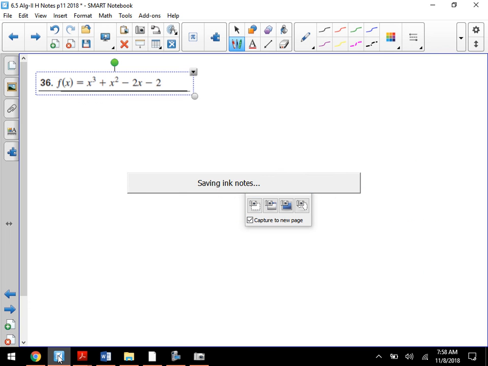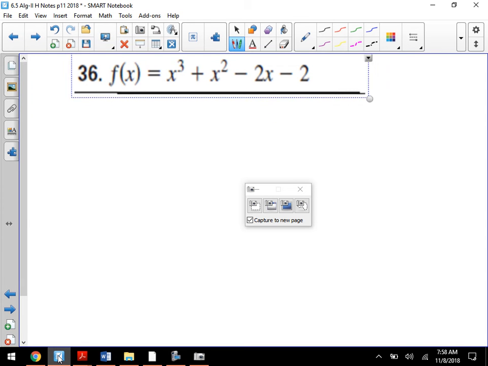This one, you want to go synthetic? You want to do grouping? I'll go synthetic because it's quick. Okay. We'll go synthetic on this one because you only have plus or minus 1 and 2 to worry about, which is kind of nice.